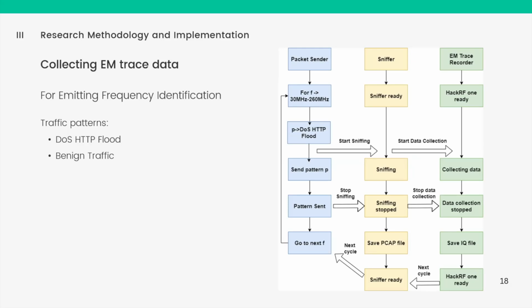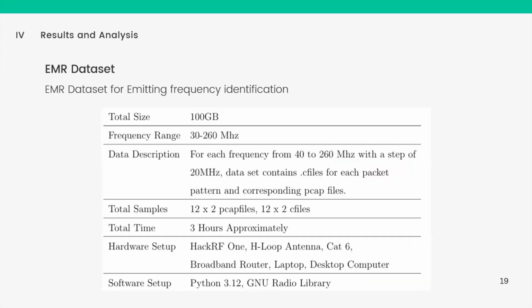For that, we had a simple software setup, and we scanned from 30 megahertz up to 260 megahertz to find that frequency. We simulated one attack, namely DoS HTTP flood, together with benign traffic. Benign traffic is when we are not playing any attack and the network is in its normal state, communicating. Once we collected those traces, that gave us the data set. We collected traces for about 3 hours, and the size of the data set is around 100 gigabytes.